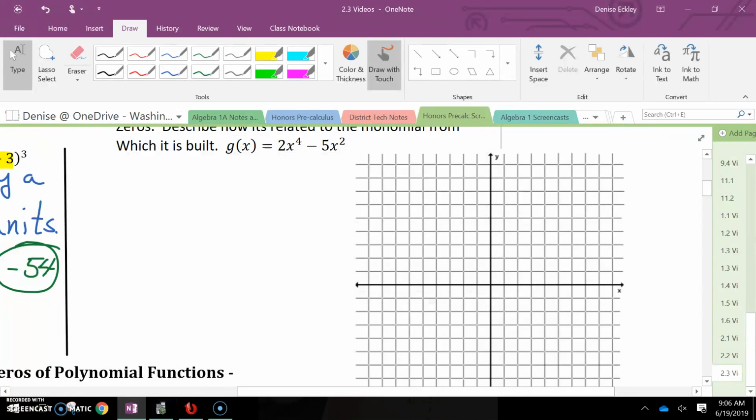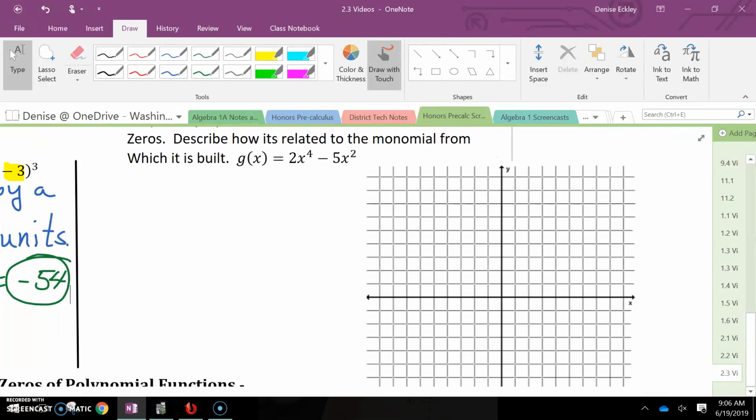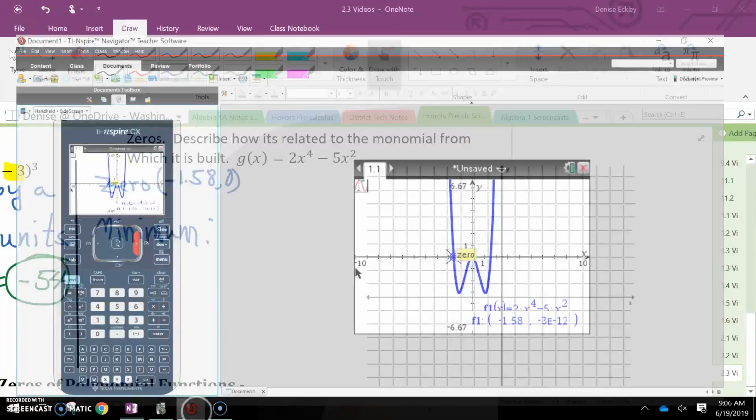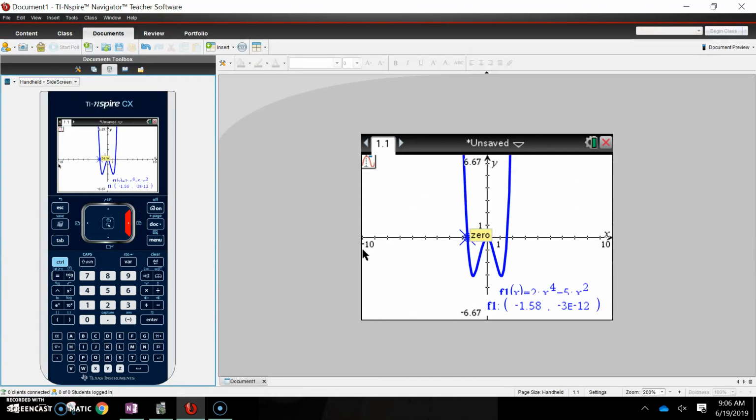So right now we have a 0 at negative 1.58. And then we also are looking for its extrema, so we know we have a minimum. We'll write that point down next. So going back to the graph, at negative 1.12, negative 3.13.